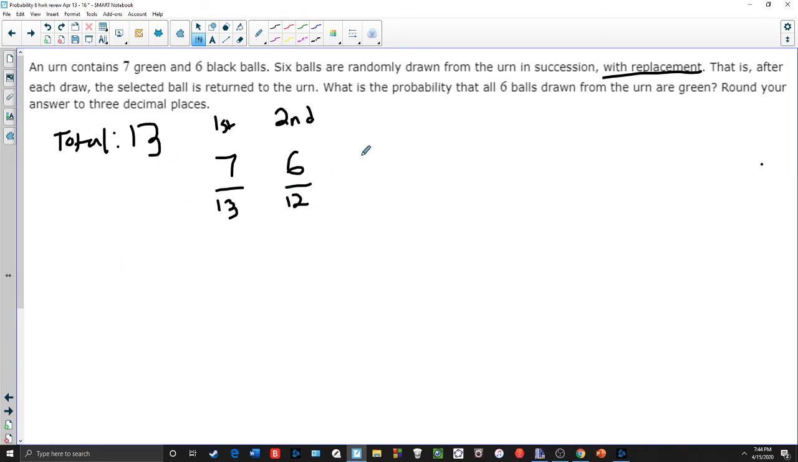And then for the third pick, it's going to be the same thing. There's one less green ball, so it's going to be 5, and then out of 11. And then 4 out of 10. You can kind of see where this is going now. And then 3 out of 9. And then finally 2 out of 8. So 1, 2, 3, 4, 5, 6 picks.